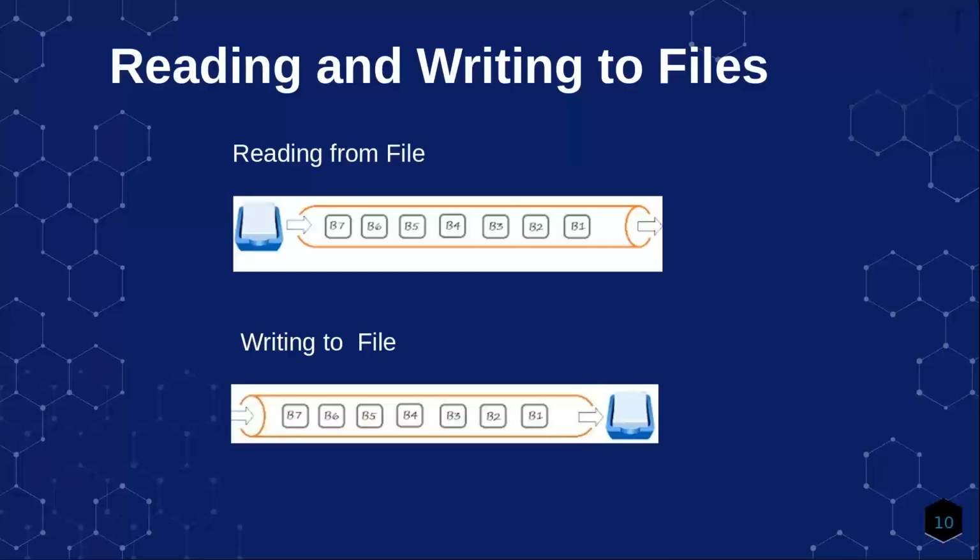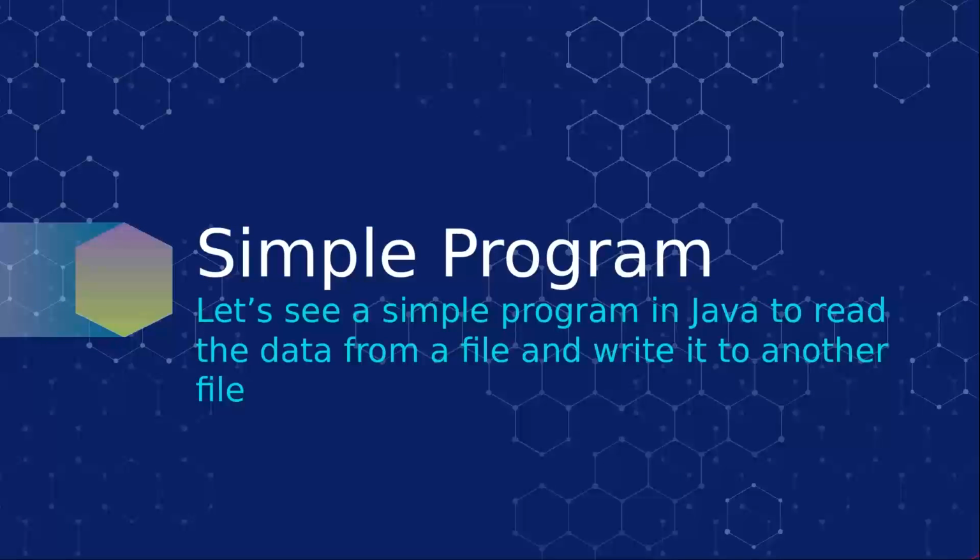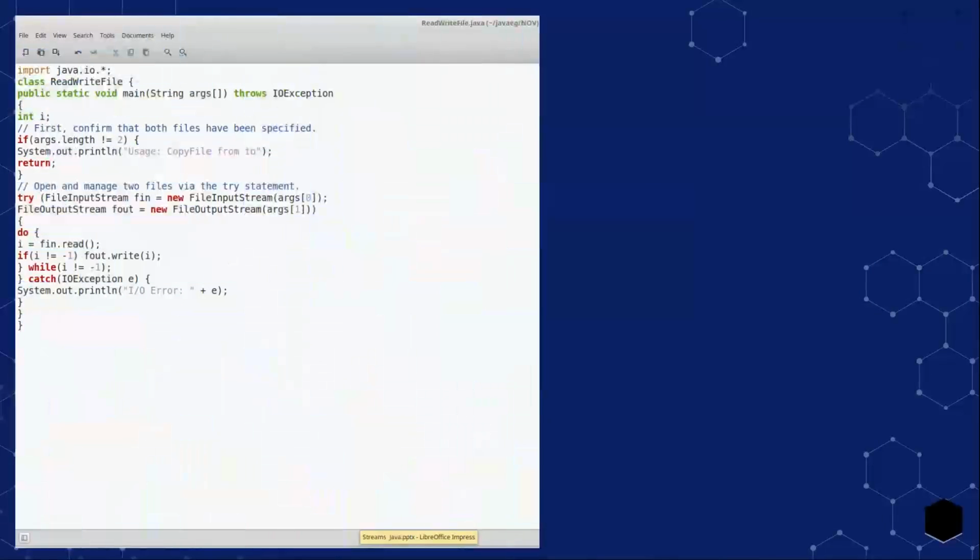We'll see a program of reading and writing to a file. Let's see a simple program in Java to read the data from a file and write it to another file. Here, import java.io. The name of the class is ReadWriteFile. So we save it as a Java file, ReadWriteFile.java.